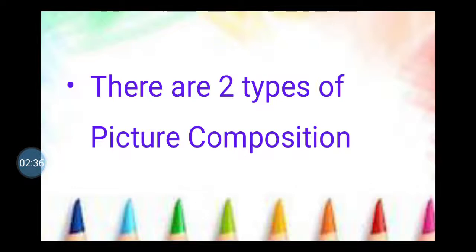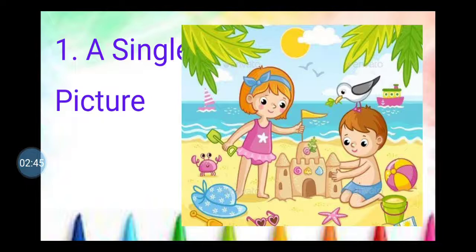Now, there are two types of picture composition. Let us take each of them separately. The first type is a single picture. Now, you can see this picture here. Observe it carefully for a few seconds. I give you a few seconds to observe. Now, let us describe it.